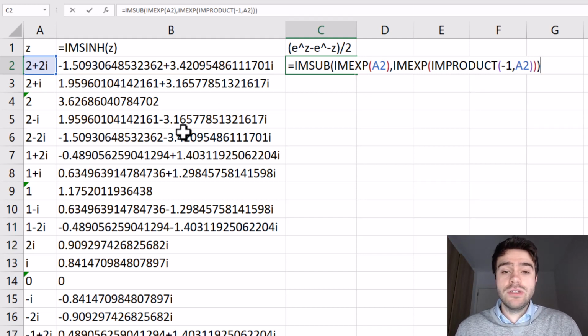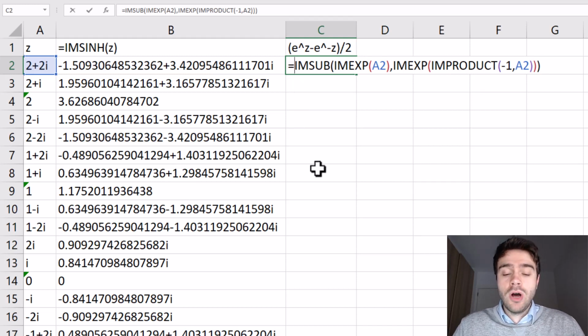So now we have the numerator of our division. Now we need to divide this by 2. Now, even though the denominator is a real number, being 2, we still need to use a special Excel function because the numerator is actually a complex number. So for this, we need the IMDIV function.